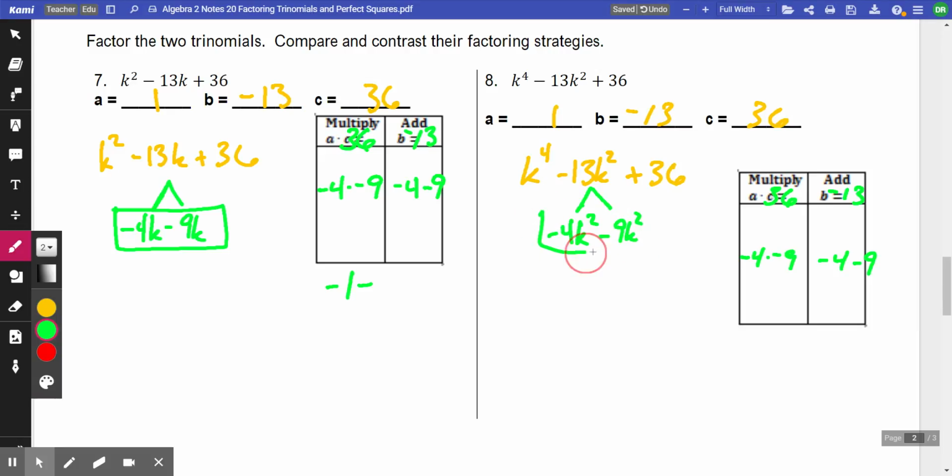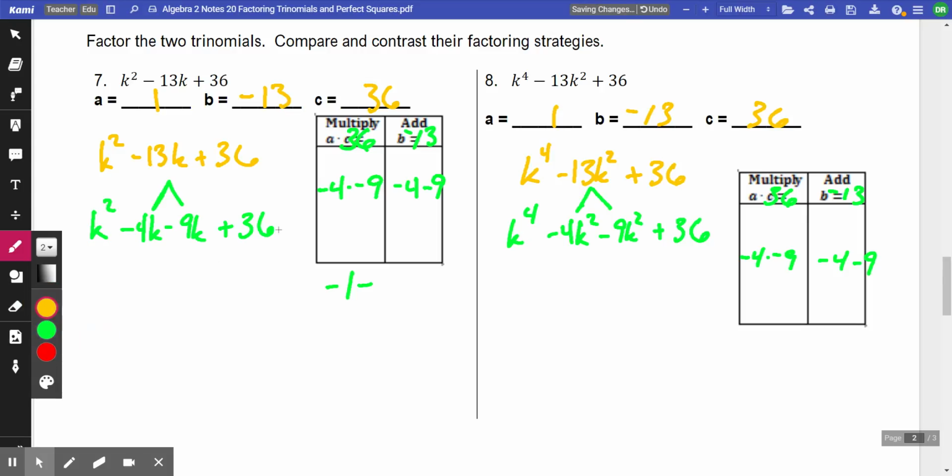Because from what we've discussed, when we combine like terms, the exponents do not change. And so to combine back to a negative 13k squared, we need to have these two terms both say k squared, so they can combine back to that. But other than that, everything else seems to be working the same. We keep the first and the last terms as they were. So k squared and a plus 36. Over here we have k to the fourth and a plus 36.